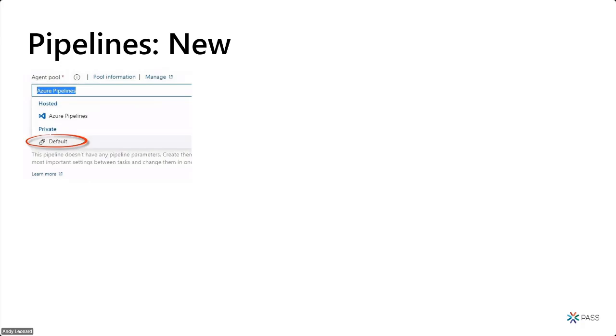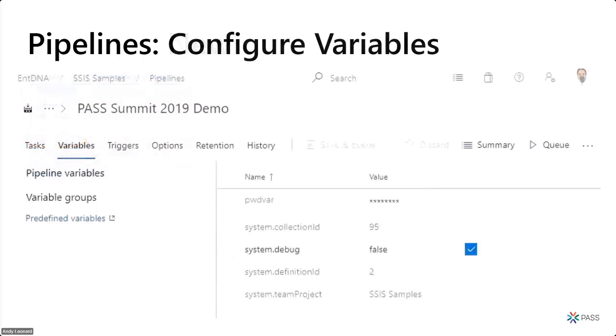So I had to pick my Azure hosted or my private self-hosted agent pool. I chose default, which is my self-hosted. And then once I had this pipeline, I didn't have any tasks on it yet. I clicked on the variables page there, the tab, if you will, and I added pwd var. This is a password marked sensitive, so you can't read it there. I'm going to use that later. And then I turned on system debug and set it to false for now.